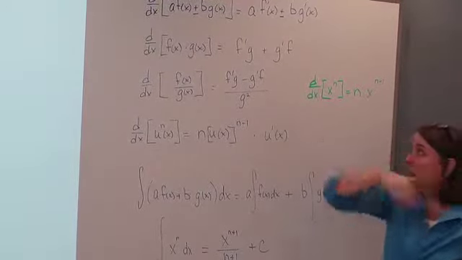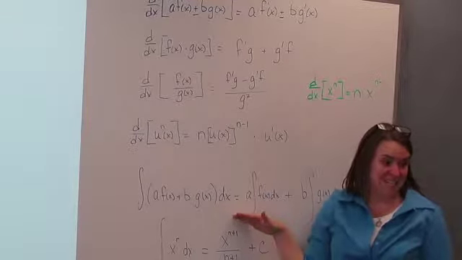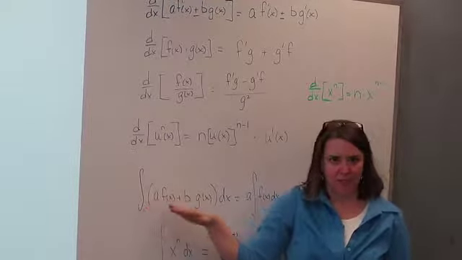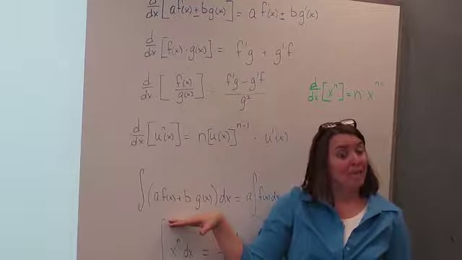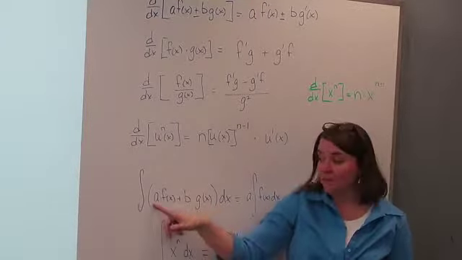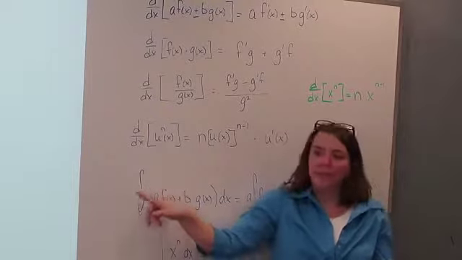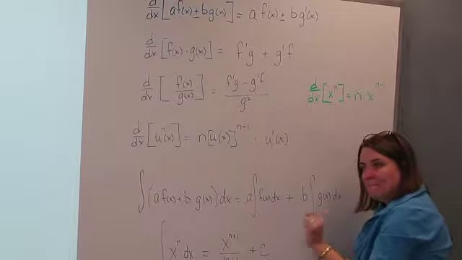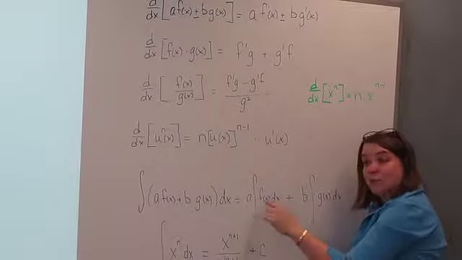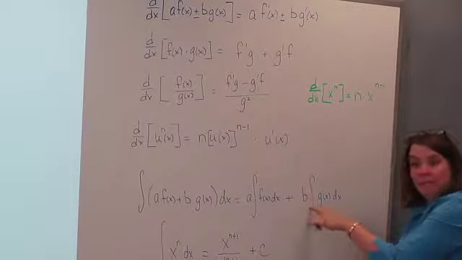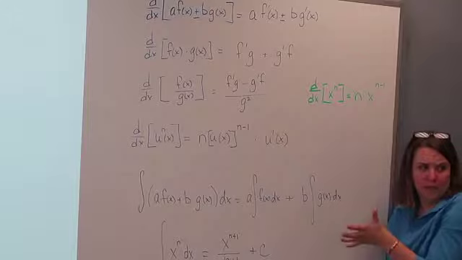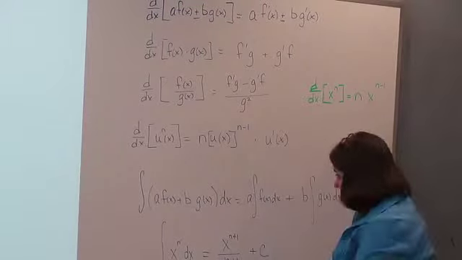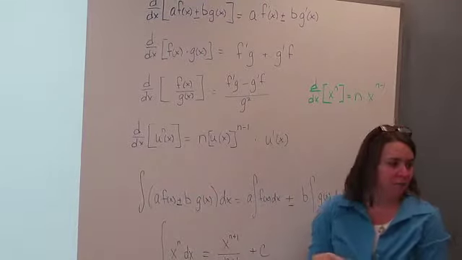Now we're going to have an analog of that rule for antidifferentiation. When we integrate, that's the verb, when we integrate a sum, we can integrate term by term. And if there's a scalar, we don't ignore it, but we can pull it out front. So if I'm integrating this sum, I'll end up with a times the antiderivative of f, whatever that is, plus b times the antiderivative of g, whatever that is. That's term by term integration. Works the same way for subtraction.